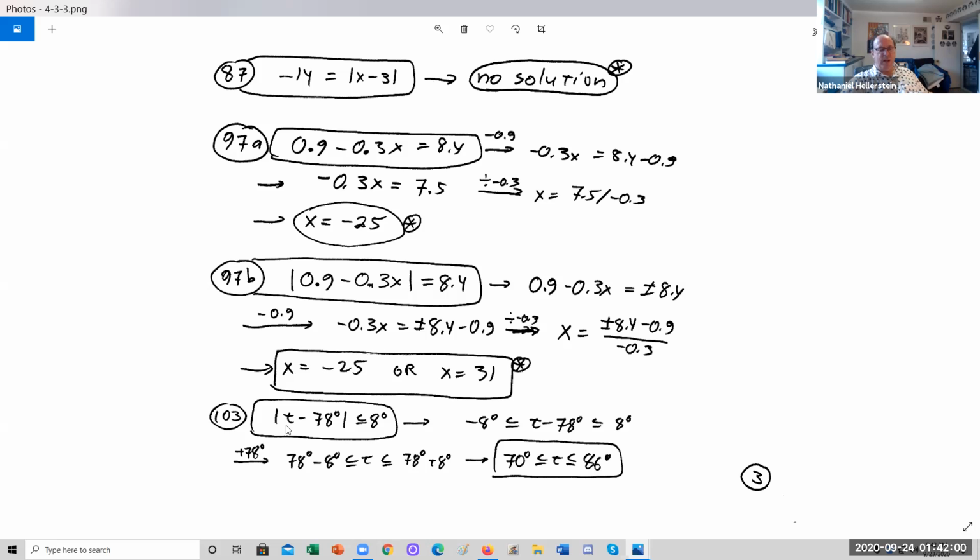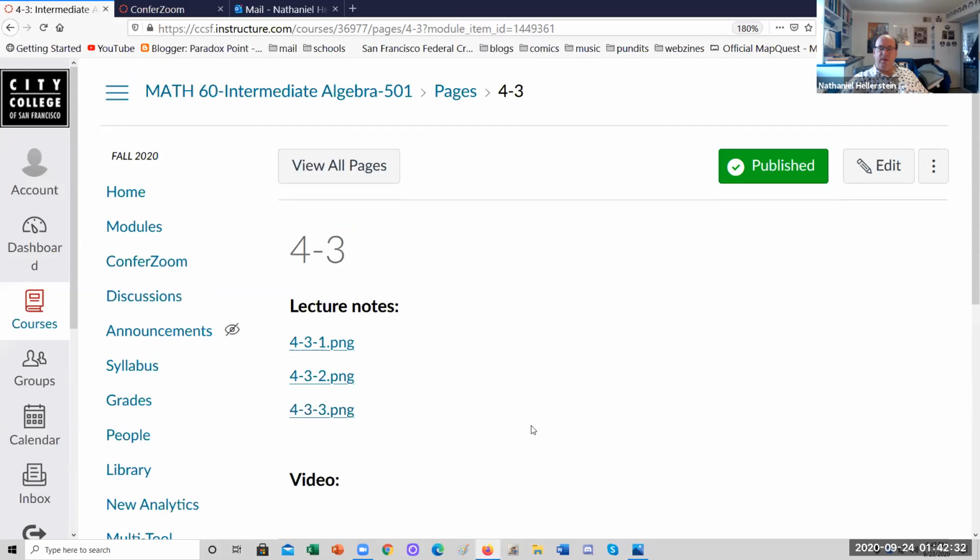103 says that a certain temperature is within 8 degrees of 78 degrees. So absolute value of T minus 78 is less than or equal to 8. Therefore, T minus 78 is between plus and minus 8 for this double inequality. Add 78 to both sides. Get 78 minus 8 less than or equal to T is less than or equal to 78 plus 8. So T is between 70 degrees and 86 degrees. I do believe that's it for here.